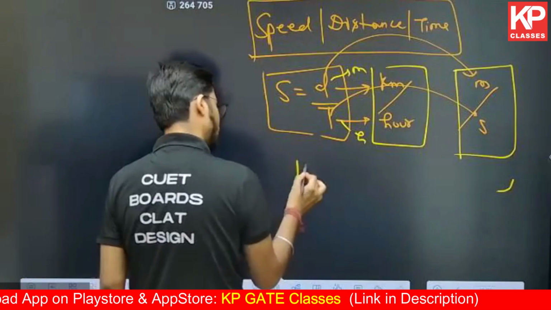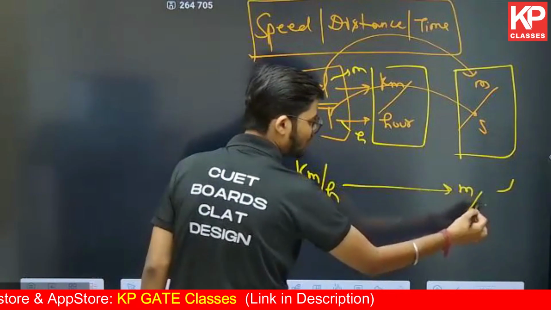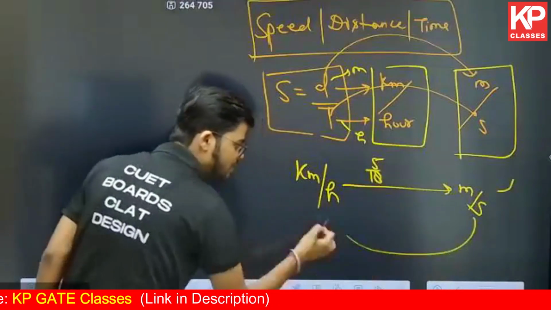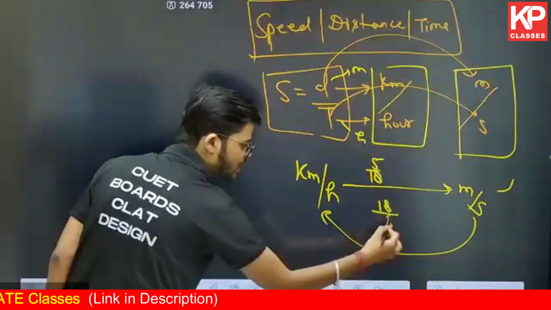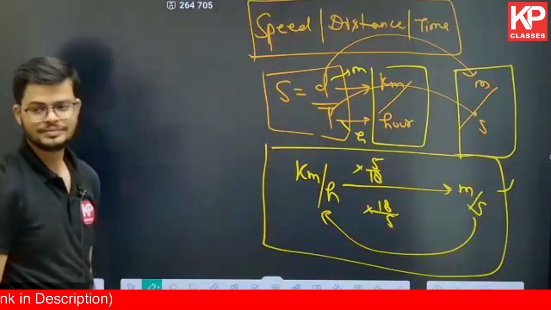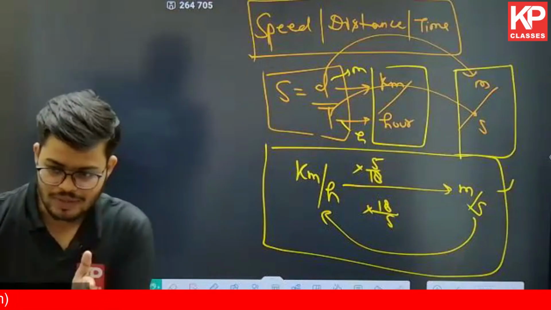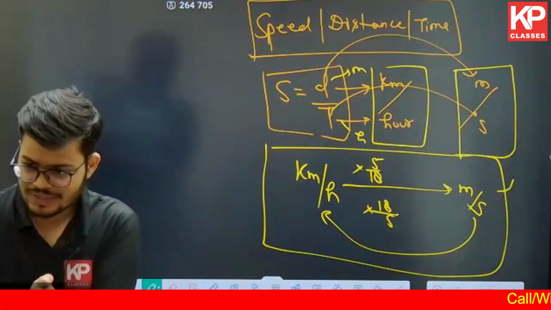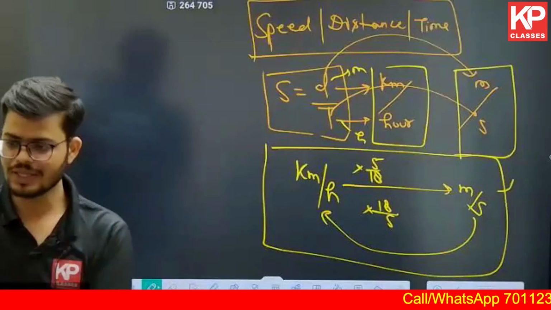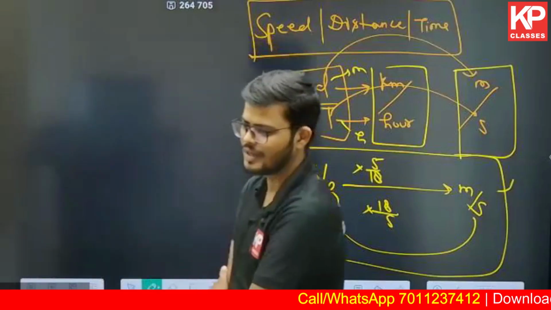If we want to change kilometer per hour into meter per second, what will we do? We will multiply the fraction by 5 by 18. And if I want to change meter per second to kilometer per hour, I'll multiply by 18 by 5. Why do we multiply by 5 by 18 and 18 by 5? We are changing kilometer into meters and hours into seconds, so 60 into 60. If there is anyone in the class who is not able to understand, do let me know in the chat box. We'll discuss that.